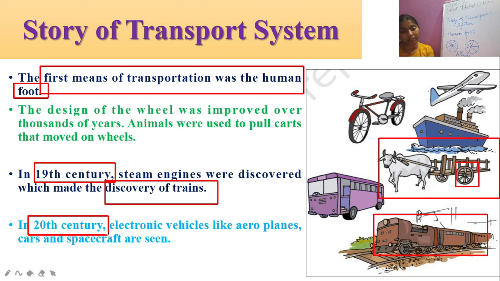Like first we have the human foot, then there is the discovery of the wheel, then we come to know how we can use animals for transportation, and then we come to know the discovery of steam engines, right? And the discovery of trains, and after the 19th century we have the 20th century where we run with electronic vehicles. So these are a few of the important stories related to the transport system.